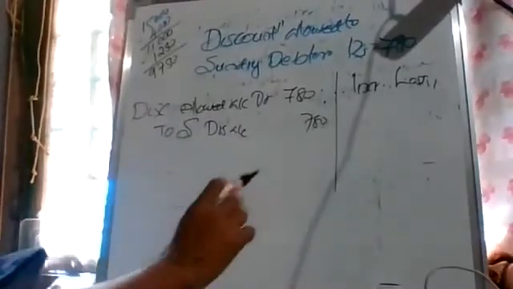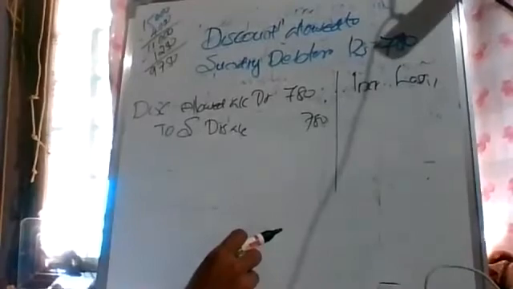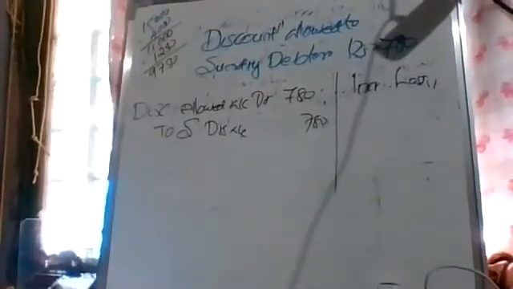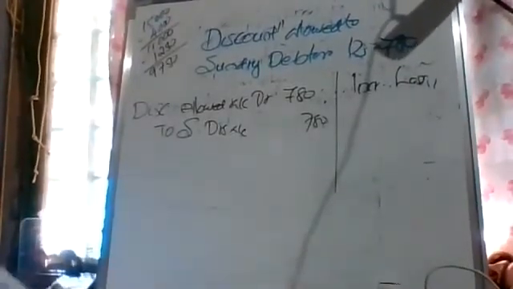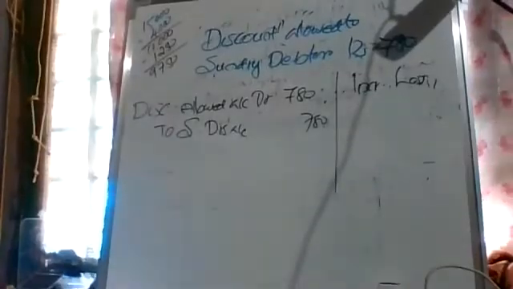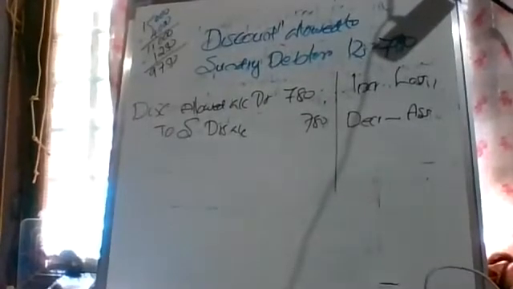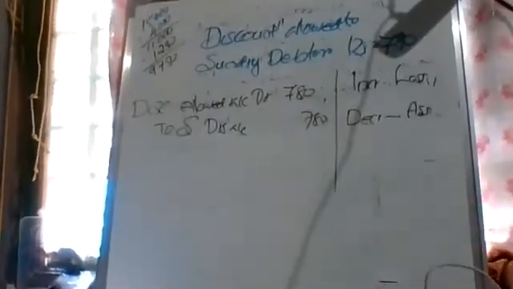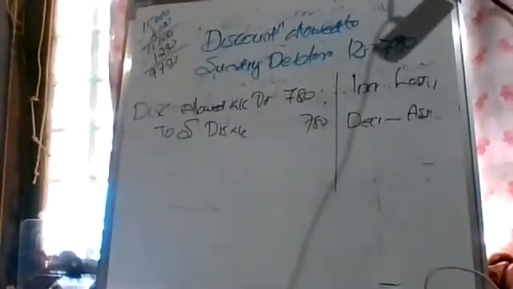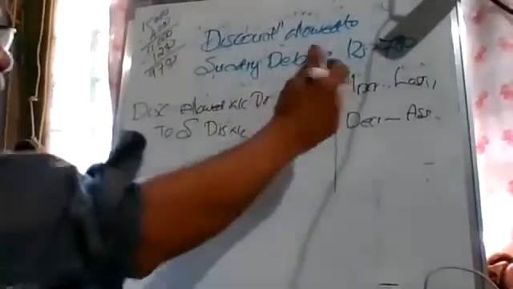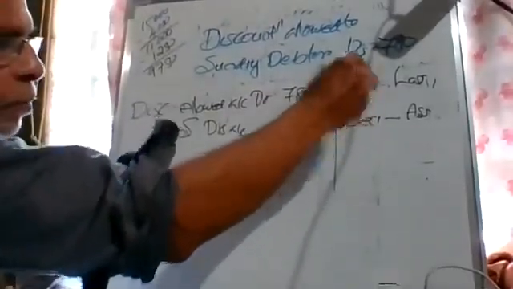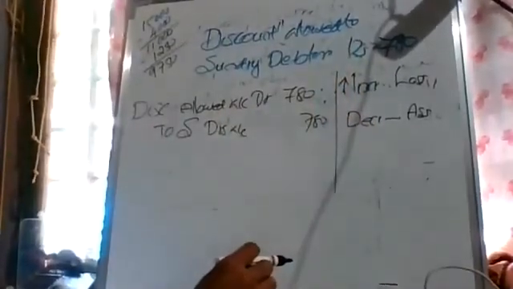Okay, why are you crediting sundry debtors? Is there any reason? Decrease in assets. Yes, decrease in asset. And when we are doing it fast, we can use a trick. Instead of writing increase, you put an up arrow. Are you understanding?